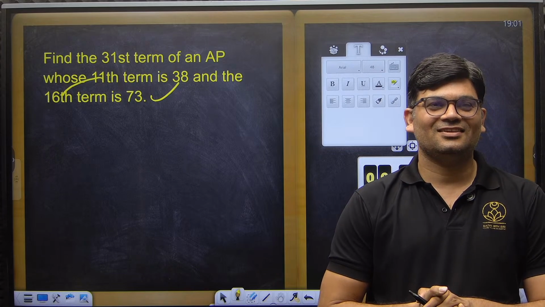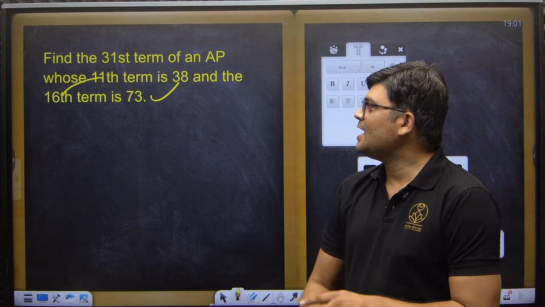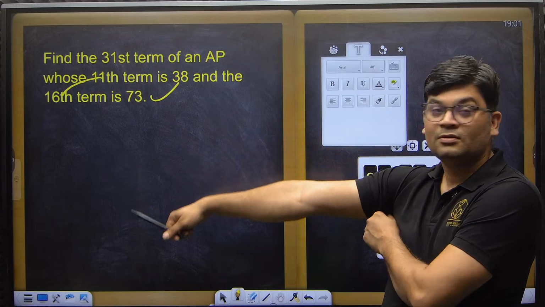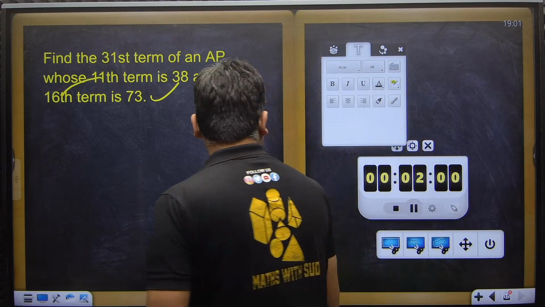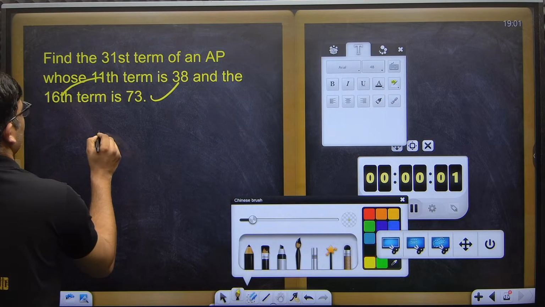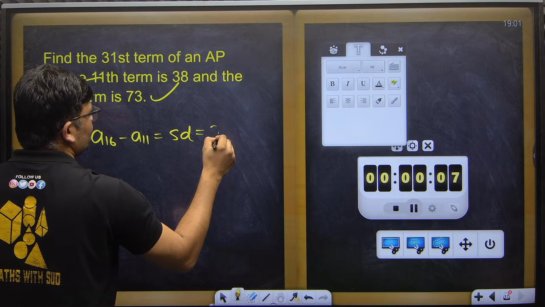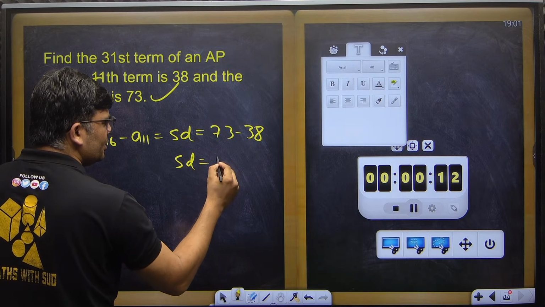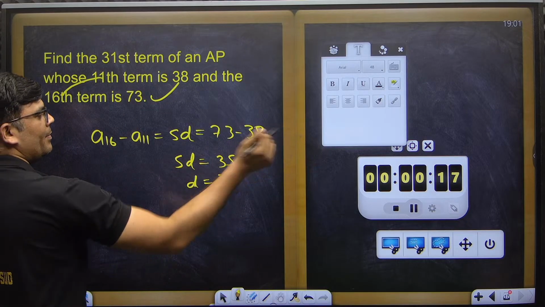Yes, sir. Is the answer 248? I don't know, what is the answer? Tell me. 5 into 2, 10? No. 7. I'm getting 248. 178. Oh my god, you all do everything wrong. Give one question and you get stuck. See how to do it. A16 minus A11 is equal to 5D, which is equal to 73 minus 38. So 5D is equal to 35. So D will be equal to 7. This is how you get the first part. How much time did it take, beta? 17 seconds.